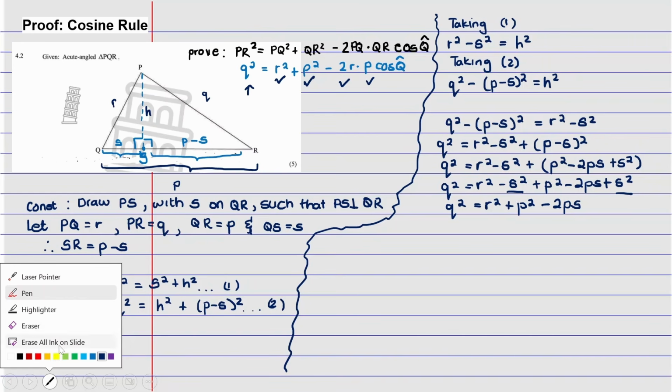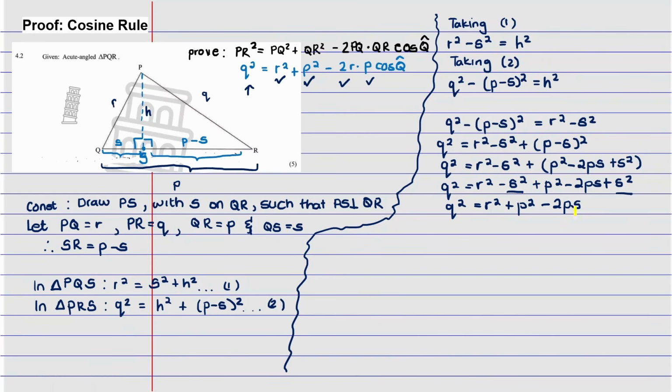So let me just highlight that. We need to get rid of this S. Do you see the fact that this S is here, right? And do you see the fact that we need cos? Do you see the fact that if we use cos Q, we can have S and R, right?